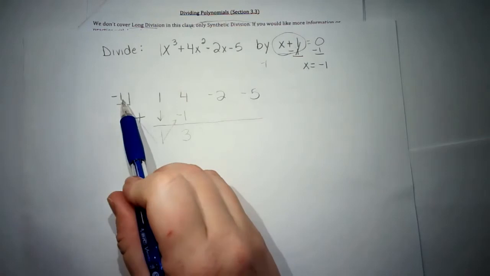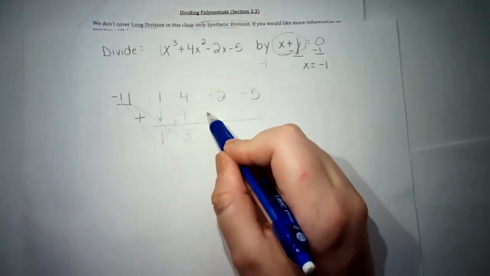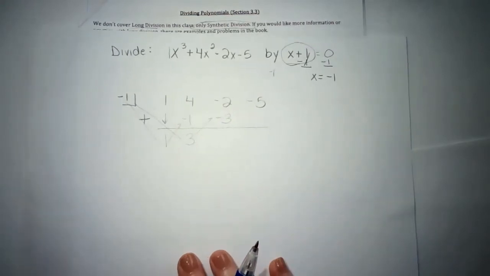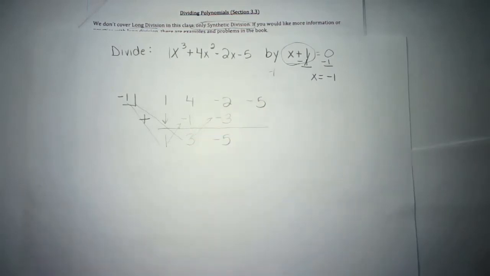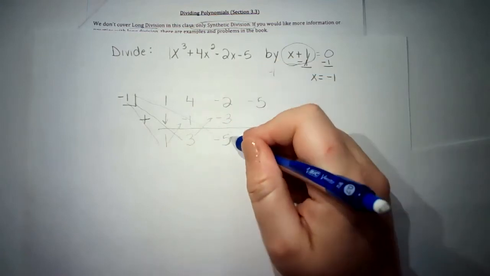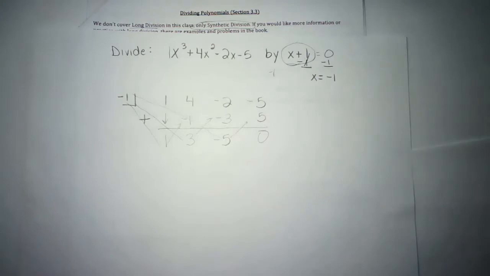All right, we go back to our shelf, -1 times 3, that goes up here. We get a -3. Okay, we add and get a -5. We take -1 times -5, that's a +5. We put it here and we add and get a 0. So it's kind of like we did boom, boom, boom, boom, like you're just following the little bouncing ball all the way down.